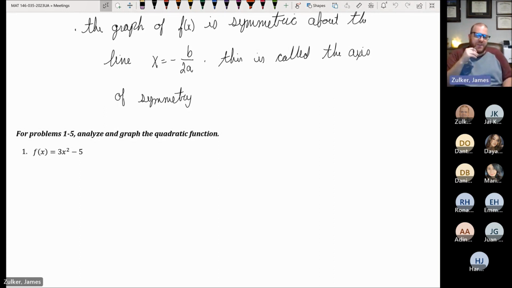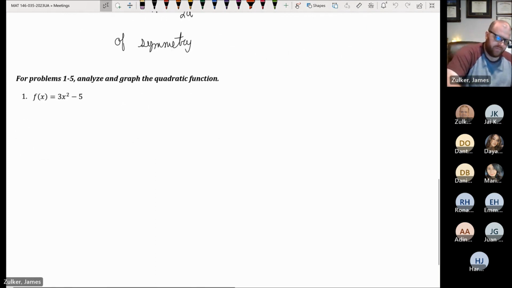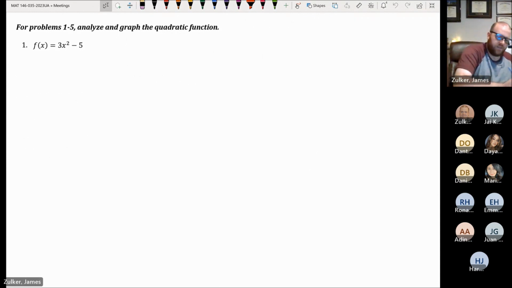So we're going to sketch the graph of each of the quadratic functions given. First thing we do is we look, does it open upwards or downwards? Opens upwards, right? A is positive 3.